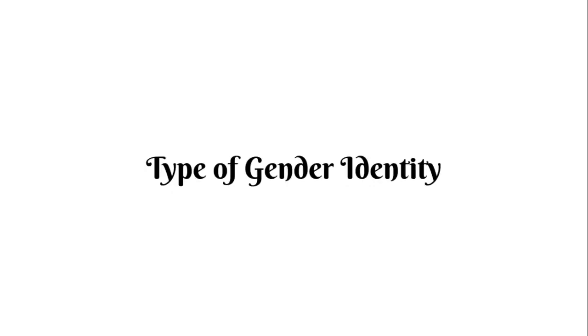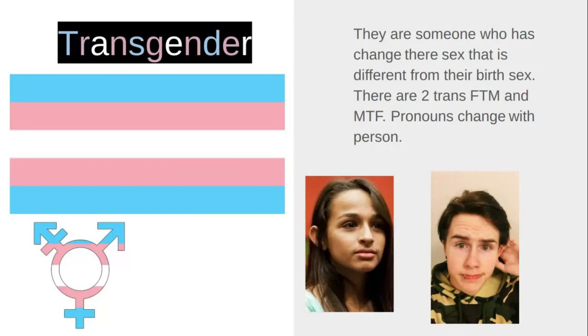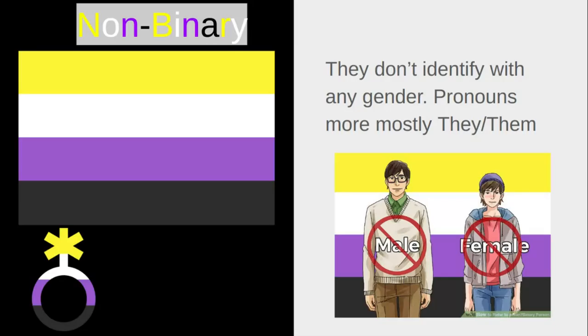Some of the gender identity types, and the most likely ones you'll encounter, are transgender people. Transgender people have changed their sex from their birth sex. They are either female to male or male to female. Their pronouns can change depending on the person. A female to male person would most likely go from she to he, him, and male to female, he to she, her, or some end up identifying with a different one, which is most likely the one coming next, which is non-binary, which will be they and them.